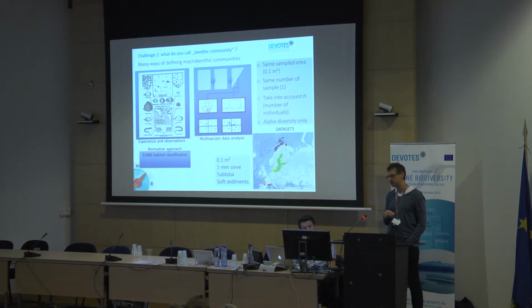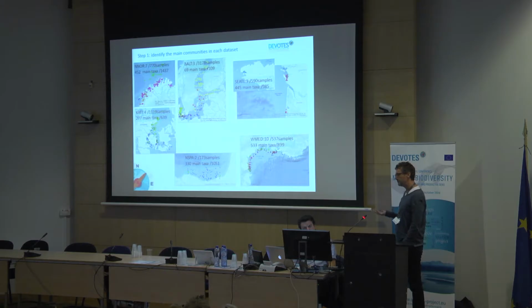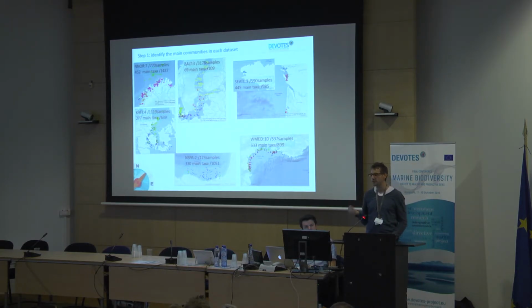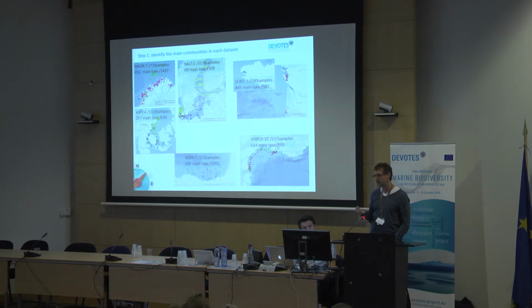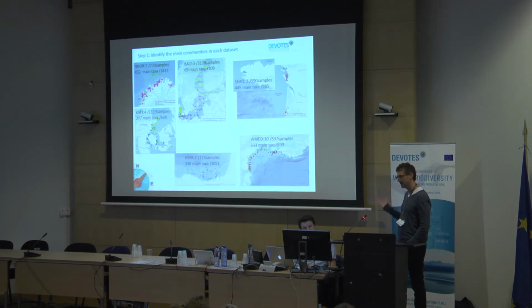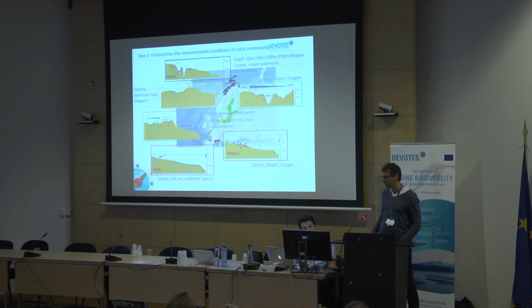We also tried to use existing typologies such as the EUNIS habitat classification. The first step was to identify the main communities occurring in each dataset. For now, we have identified between 3 main communities in the Baltic, for instance, up to 10 different main benthic communities in the Western Mediterranean case. We have 6 datasets with 6 different areas.